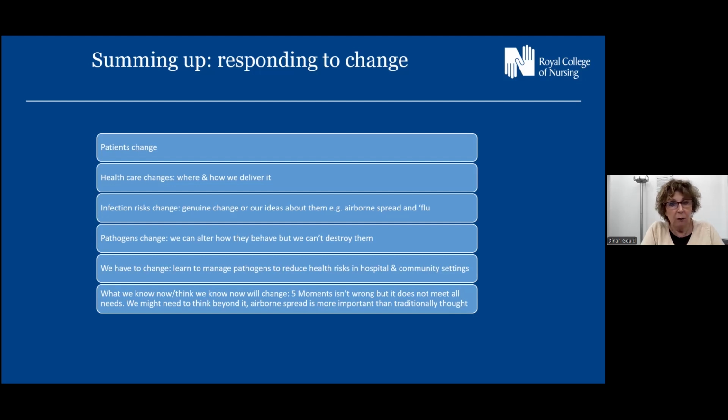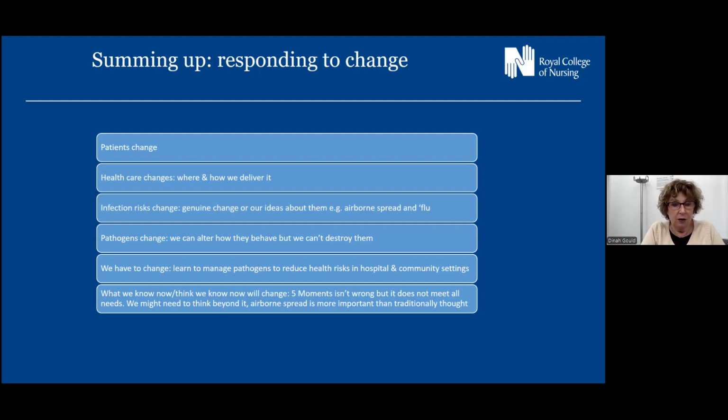Pathogens change as well. We can alter how they behave, but we can't destroy them. We can pour disinfectants on pathogens. We can put alcohol hand rub on them. We can do all sorts of things, but we can't destroy them. Bacteria were here before us. Viruses were here before us.